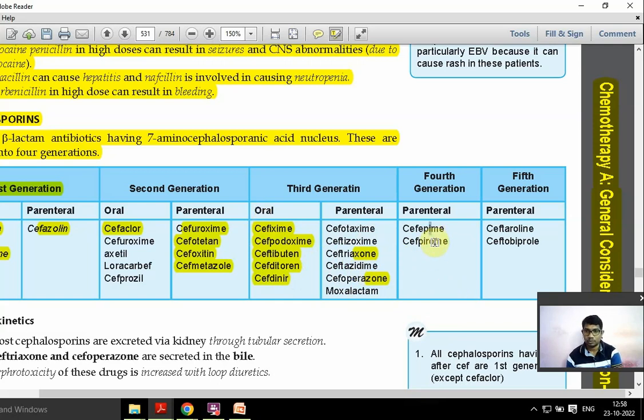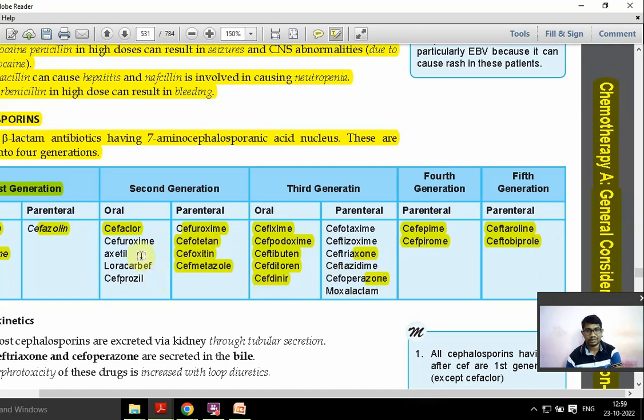Cefepime and cefpirome, that is a fourth generation. And fifth generation: ceftobiprole and ceftaroline, fifth generation. So pime and prom, fourth generation. Okay, ME, then ONE and TEN. These are nothing but third generation.